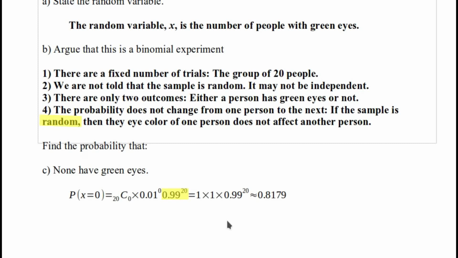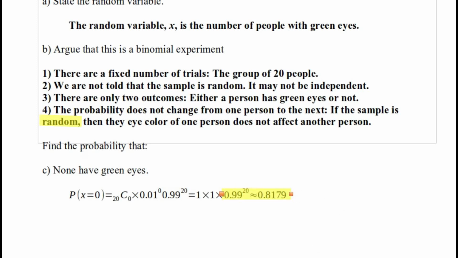So all of those folks who do not have green eyes, randomly selecting them among the population of the world, would give us a probability in each trial of 99%. And of course, there's 20 people who do not have green eyes. So this works out to calculating 0.99 to the 20th power. We can do that many ways.